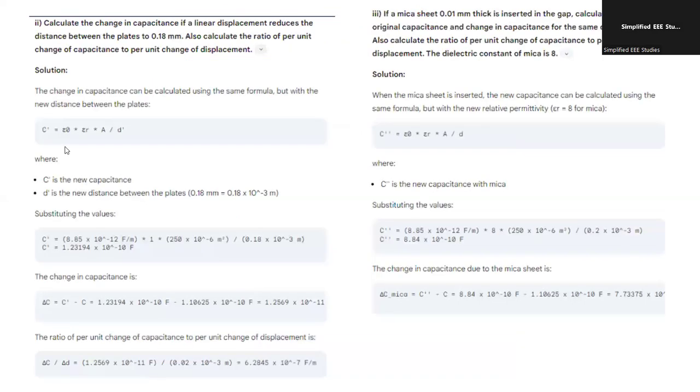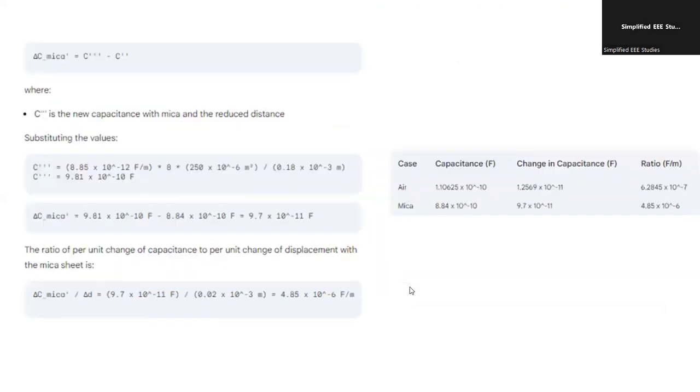Later, some changes: how to calculate the delta C, how to calculate delta C by delta D, how you calculate the delta C after adding the new type of sheet. Like here, they have given mica. Mica is a new type of dielectric material. Again, after adding the mica, what could be the change in the capacitor? New capacitance minus previous capacitance. There are so many cases also. Now, after computing the change in capacitance after inserting the mica, you are supposed to divide by the change in length. So it varies with respect to the type of dielectric material.